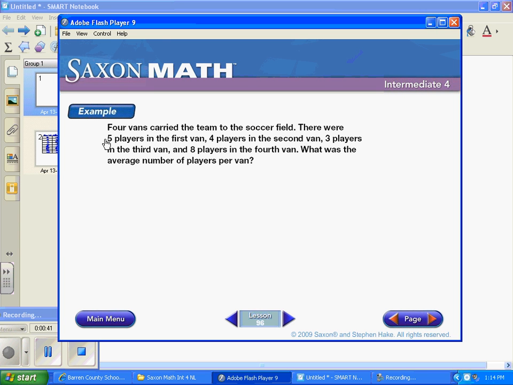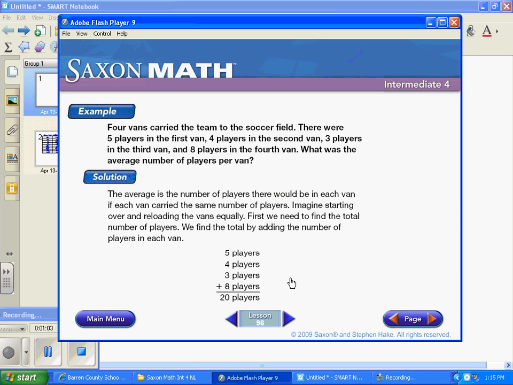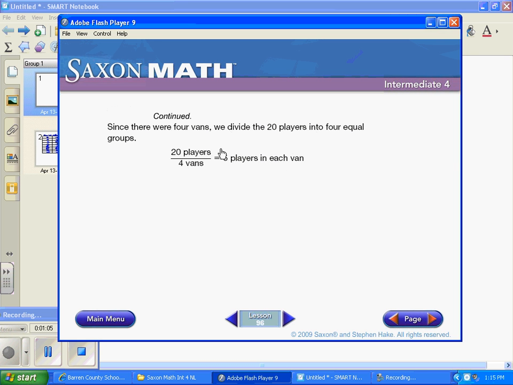So what you do, you take all the numbers that you're given and you add them up. Okay? So 5 and 4 is 9, and 9 and 3 is 12, and 12 and 8 is 20. Now what you do, you divide that among 4 vans. So 20 divided by 4 is what? It's 5, isn't it? So there are an average of 5 players in each van. It's not an exact number, it's an average, okay?